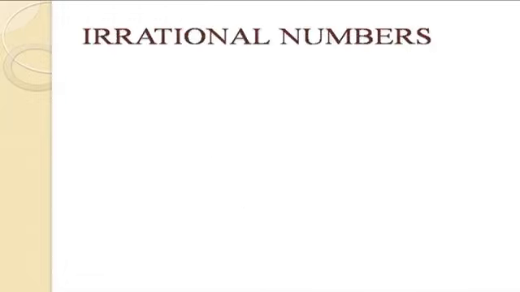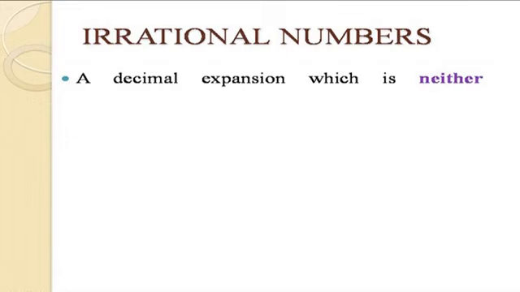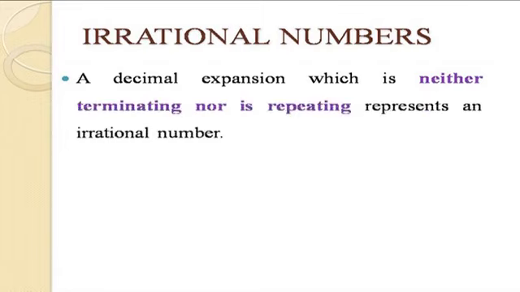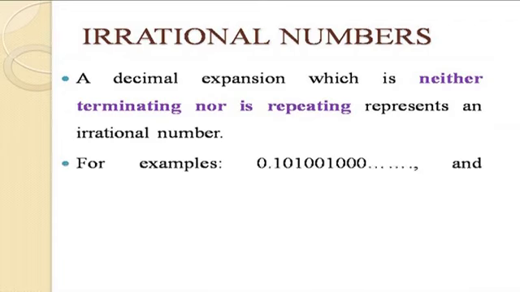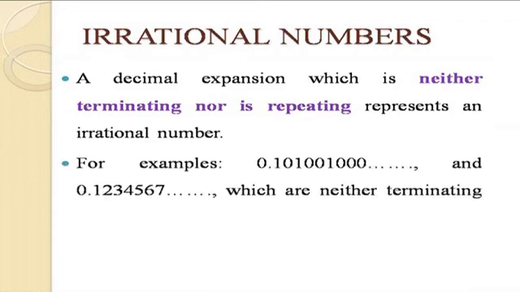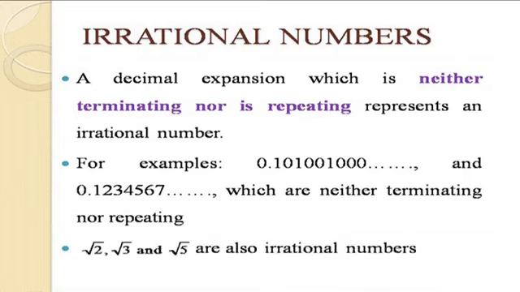But in some cases you will find the decimal expansion is neither terminating nor repeating. Such a number is called an irrational number. For example, 0.1010001000 up to infinity and 0.123456 ... which are neither terminating nor repeating. Such numbers are called irrational numbers. That is root 2, root 3, root 5. Their decimal expansions are neither terminating nor repeating, and they are called irrational numbers.